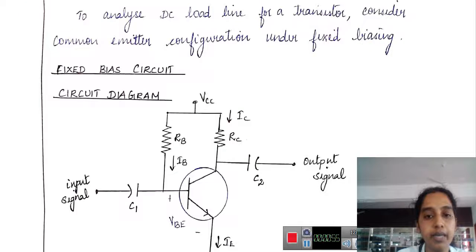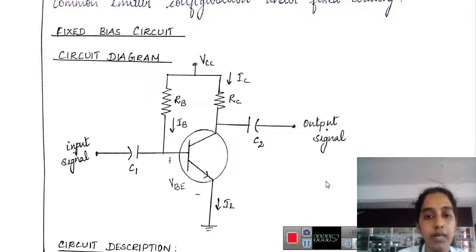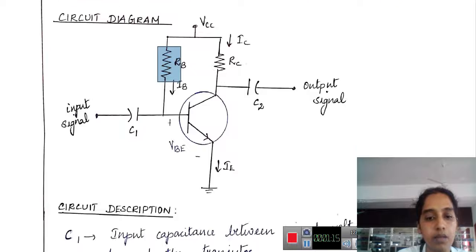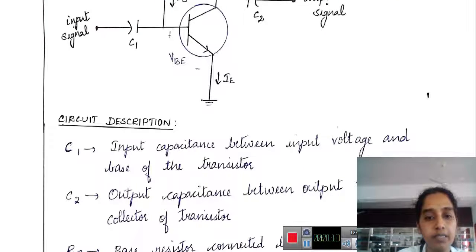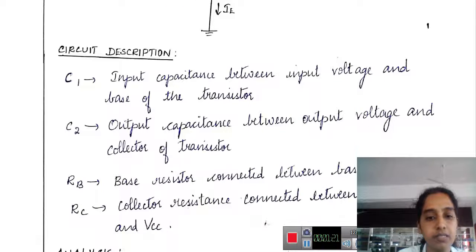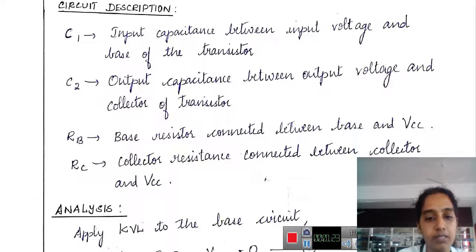Consider a fixed bias circuit. So we have an NPN transistor, collector resistance, base resistance, or the biasing resistance. We have the input and the output capacitance. So consider this simple circuit. C1 is the input capacitance, C2 the output capacitance, the base resistor, and the collector resistor.